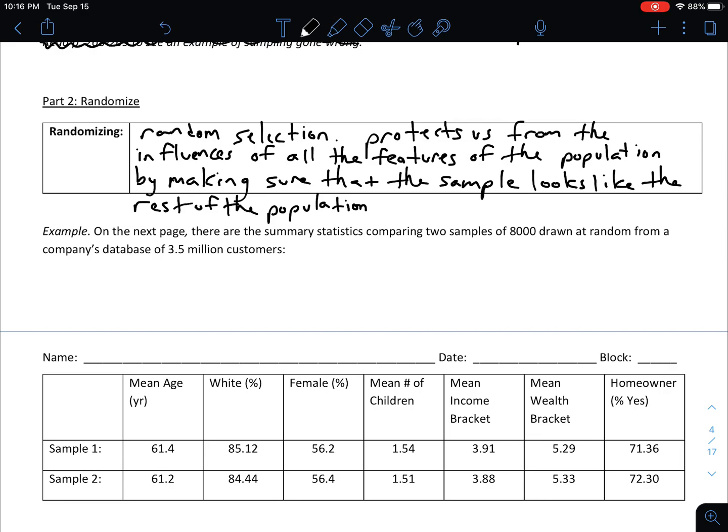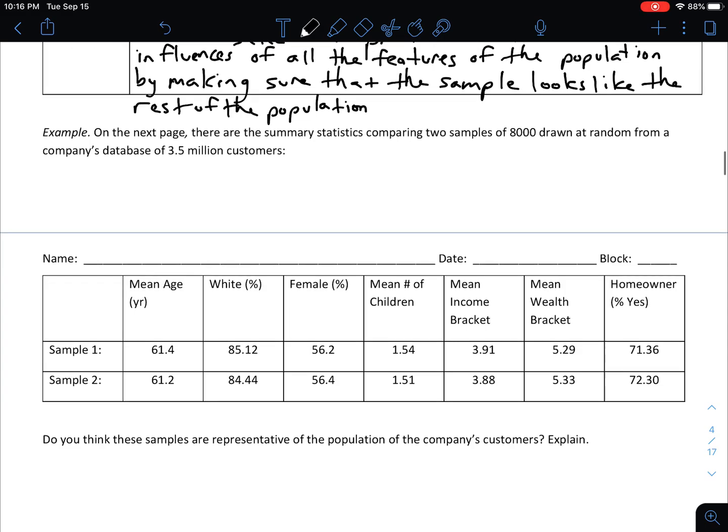And randomization is the way that we do that. If we randomize, the groups that we get for our samples should look similar to the entire population as a whole. To illustrate this point, on the next page, I've got some summary stats which compare two different samples of 8,000, which were drawn at random from a company's database of 3.5 million customers.